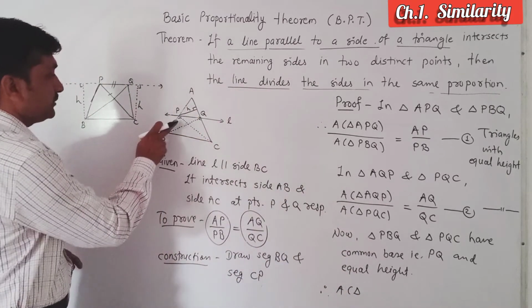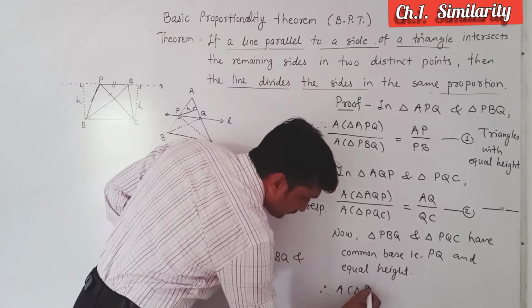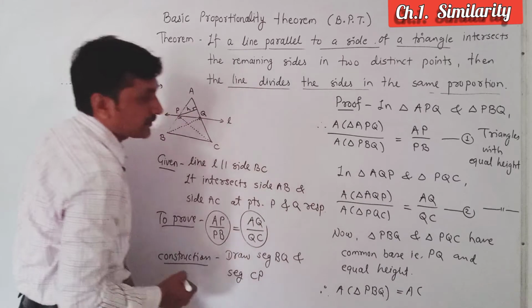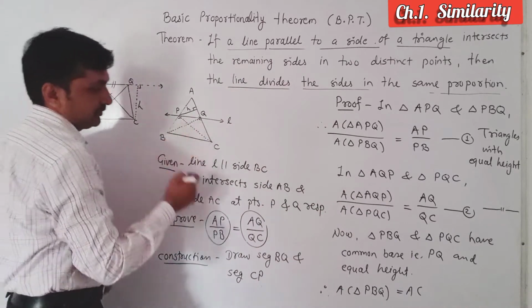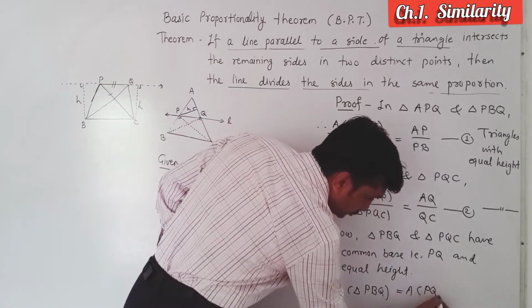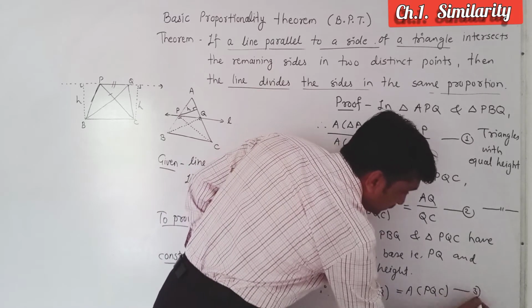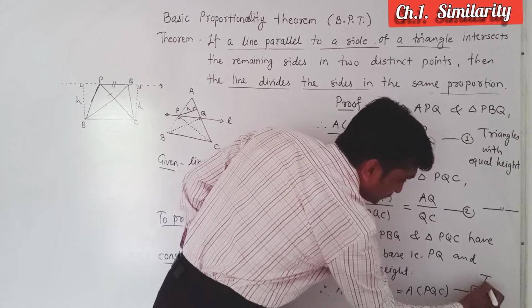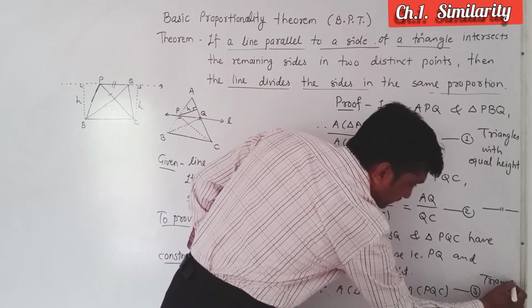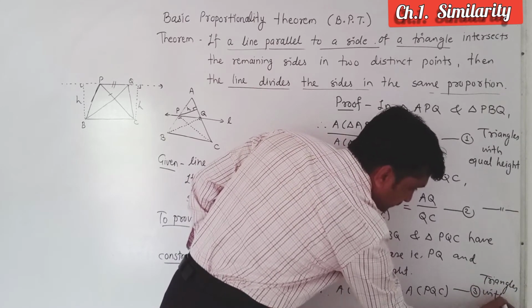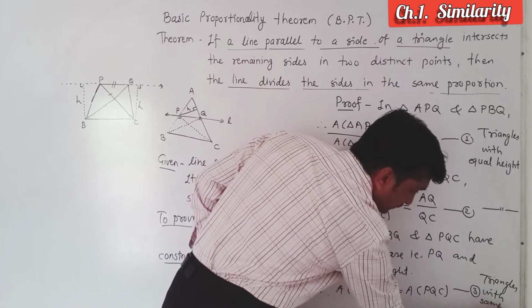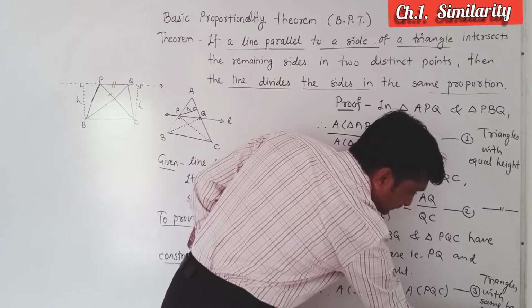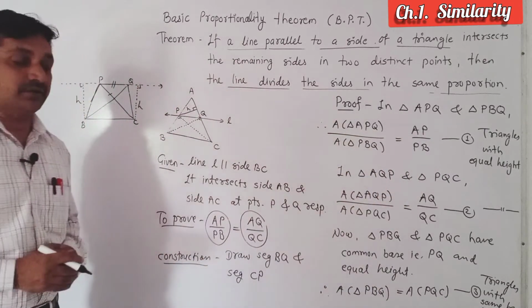Which triangle? PBQ is equal to area of triangle PQC. Number 3, because we can write here triangles with same base and height. Triangles with same base and height.